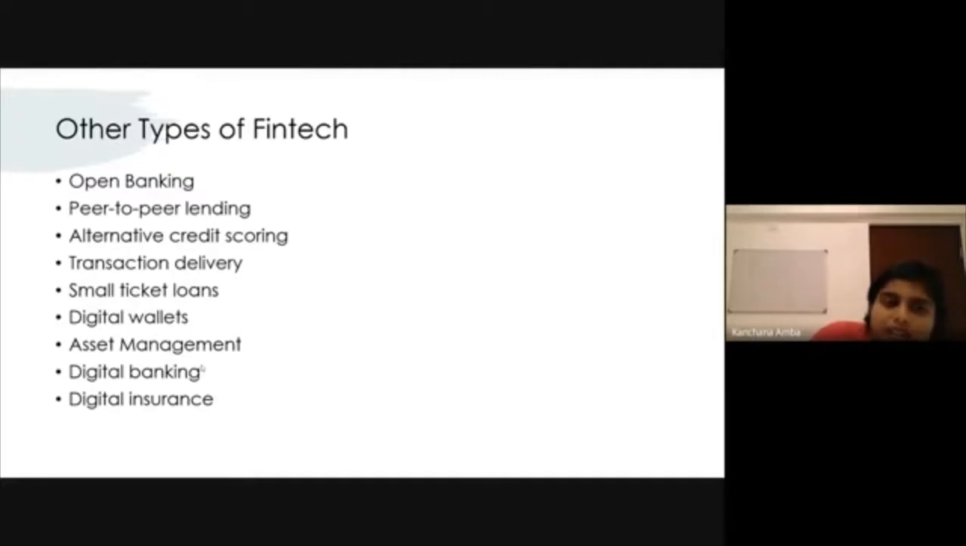Now, things like transaction delivery and small ticket loans reduce cost. Where you take away intermediaries, you cut costs, because most of these fintechs run on very low margins, with very small staff and very low overhead. So these are cost cutting mechanisms. Digital wallets, we already know things like Freemi, PayPal, and most of our banks have them now. Asset management: instead of paying high fees to investment banks, you give the fintech access to your bank account, and they will manage your assets. They're saying similar things for budgets.